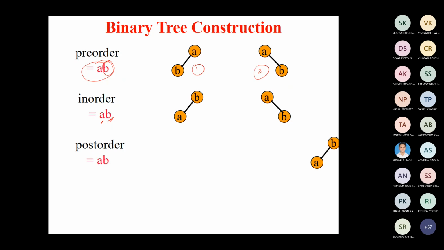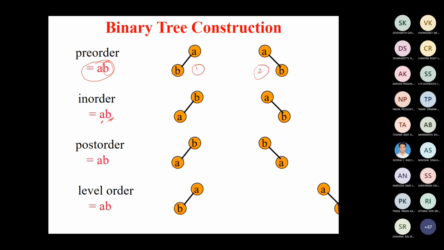Similarly, if I have post-order also, if I construct the tree, I'll get two possibilities. Since for level order also, I can get two different possibilities. If there are more nodes, you can get more binary trees of different kinds, but they are not the unique binary tree. We cannot produce the unique binary tree.